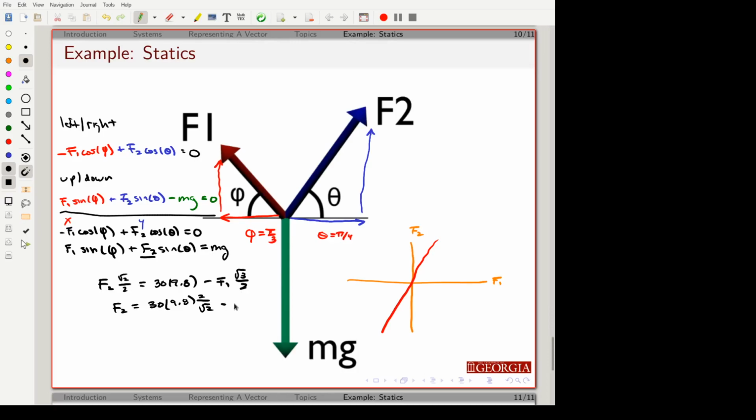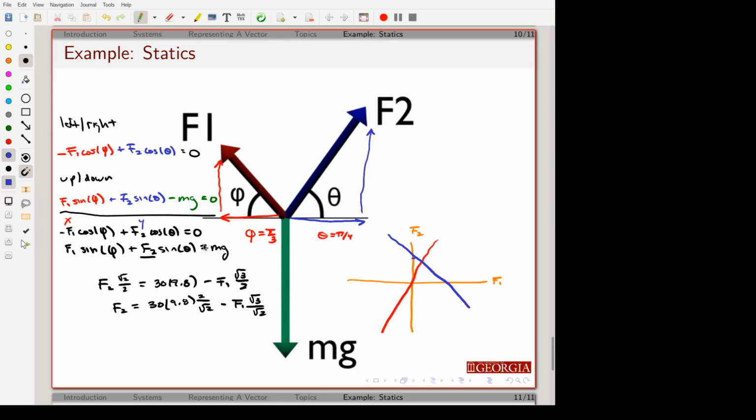And this is going to be minus F1 square root of 3 over square root of 2. So now this is going to have a y-intercept that's positive and negative slope. So it's going to look something like this. Anywhere along this line, this equation is satisfied, and it's going to be true.